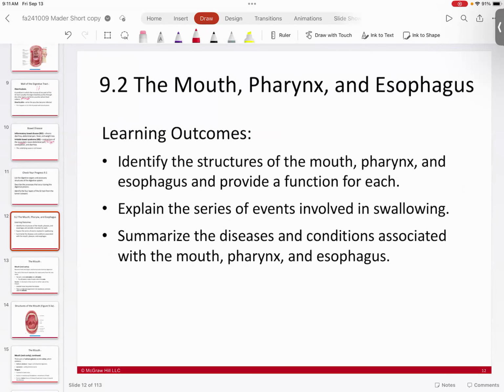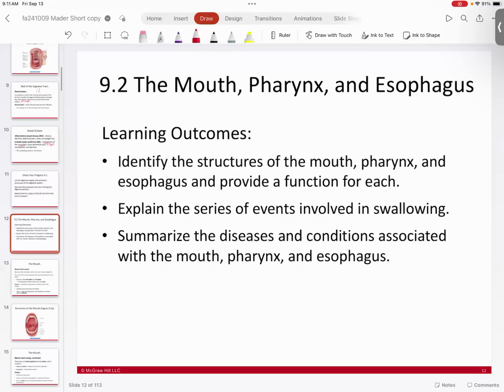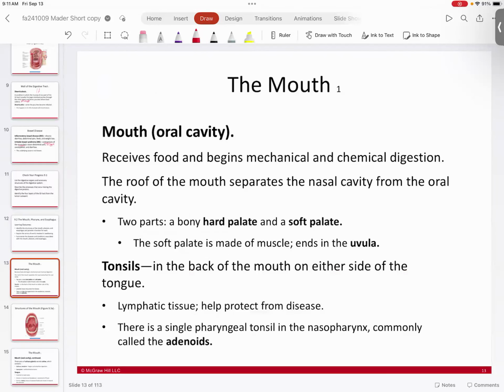Okay, so now that we have an overall understanding of the basic structure, let's start working our way through the tube from the beginning point to the end point. So we start with the oral cavity, the mouth, right? So there's nothing mysterious here. I mean, we all have a mouth. We all are pretty familiar with it. So essentially, this is where the food begins.